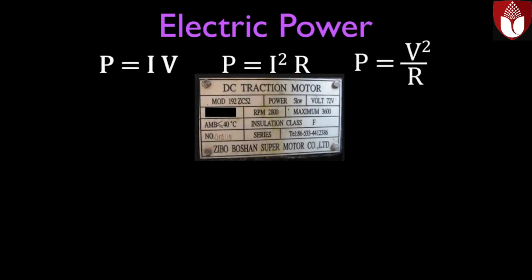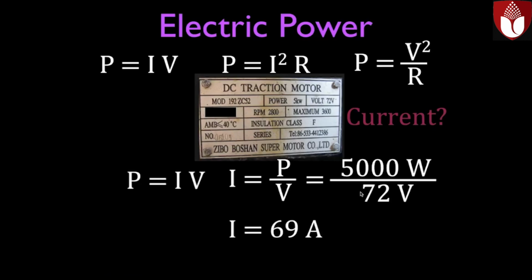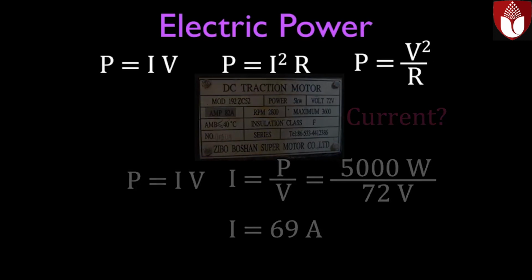Now, let's do a couple of quick examples. Here's a DC traction motor. You can see here we know the power. We have the voltage, and we want to calculate the current. This is the equation we're going to use. Solve that equation for the current: it is the power divided by the voltage. Substitute the values in, 5,000 watts, because this is 5 kilowatts, divided by the voltage of 72 volts, and you get that when you use that DC traction motor with a 72 volt source, it is going to pull or draw 96 amps of current. That is a lot of current.